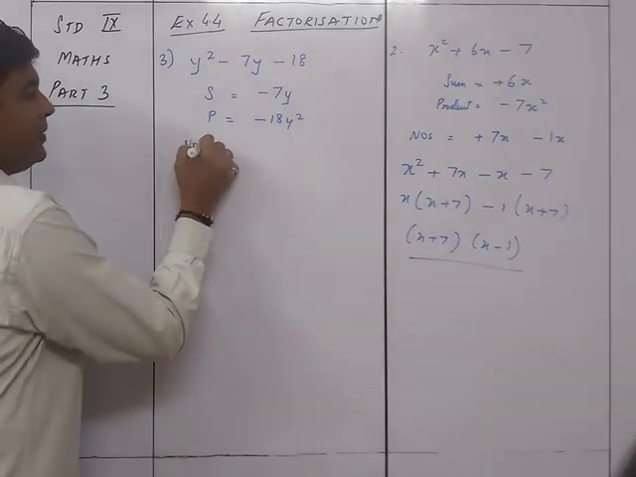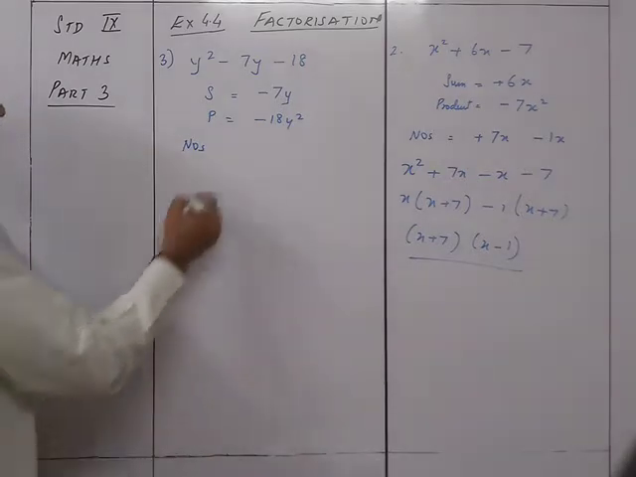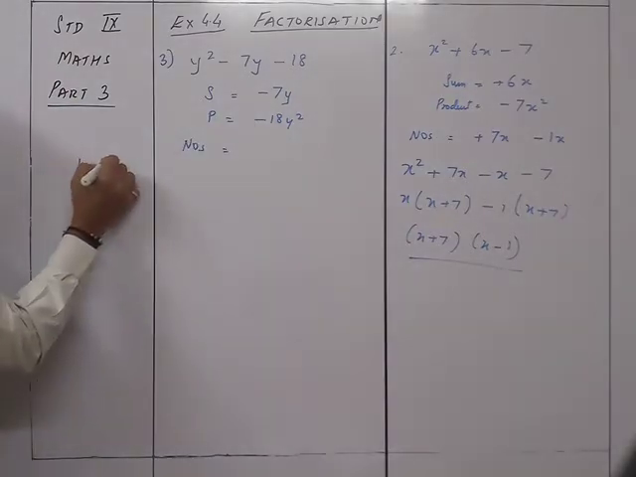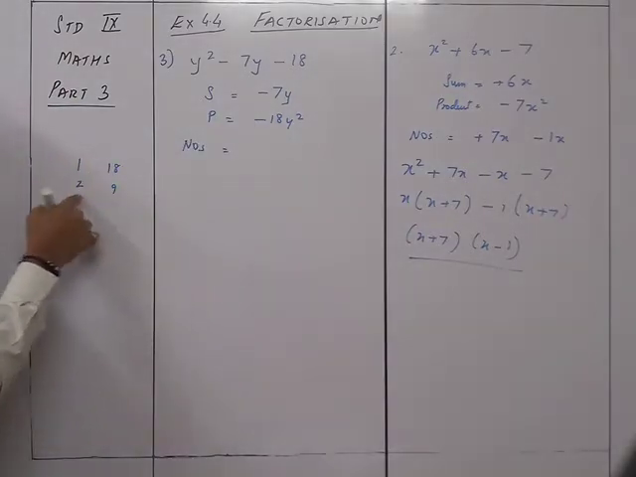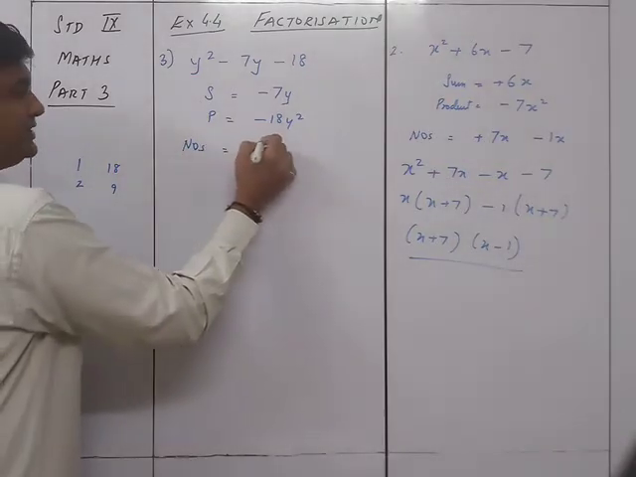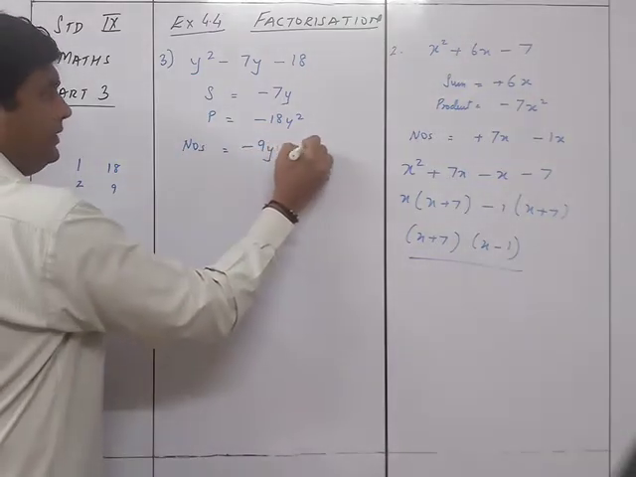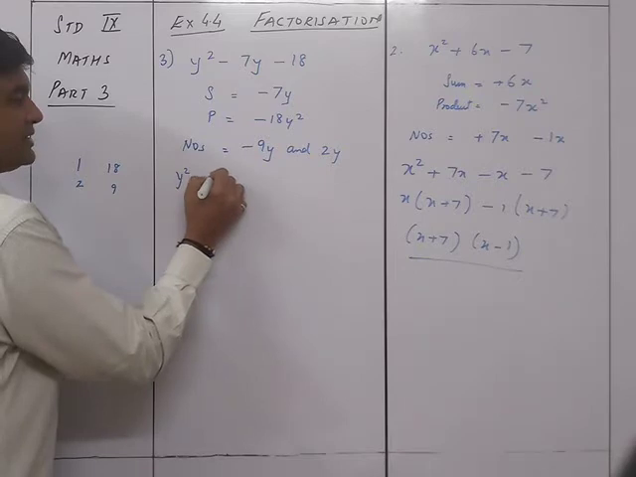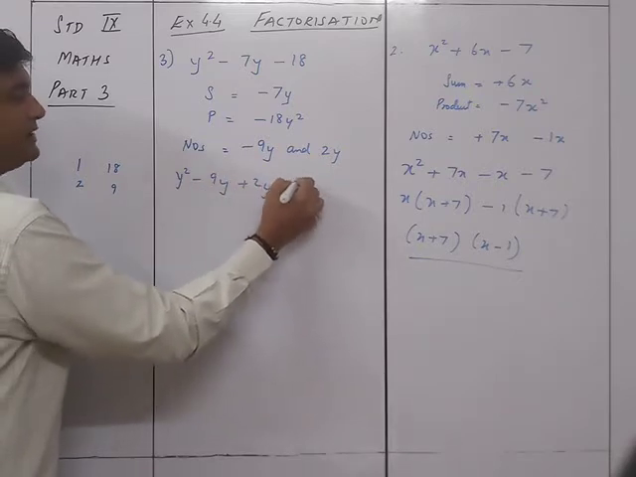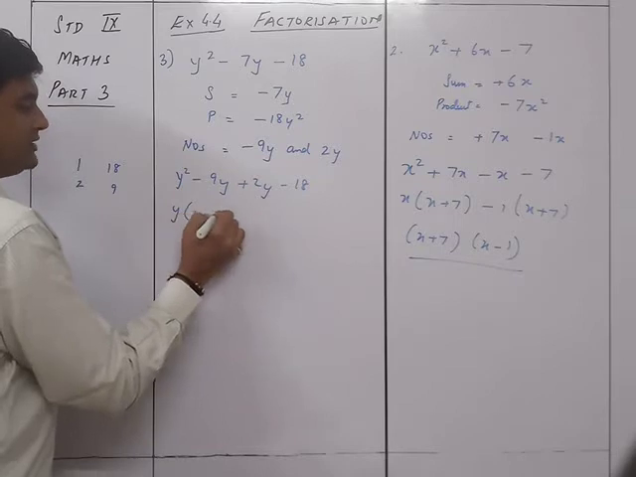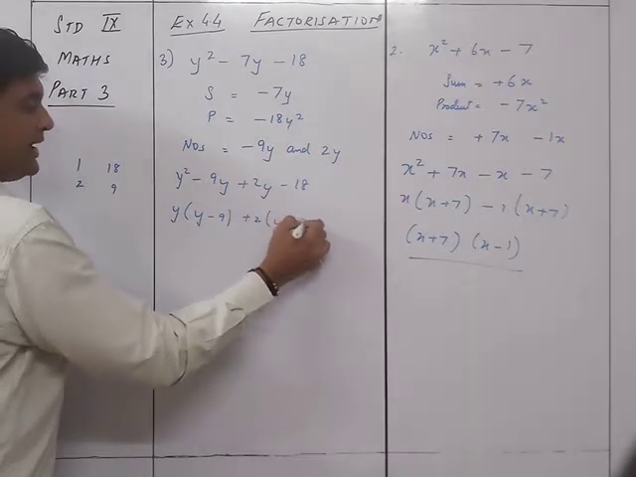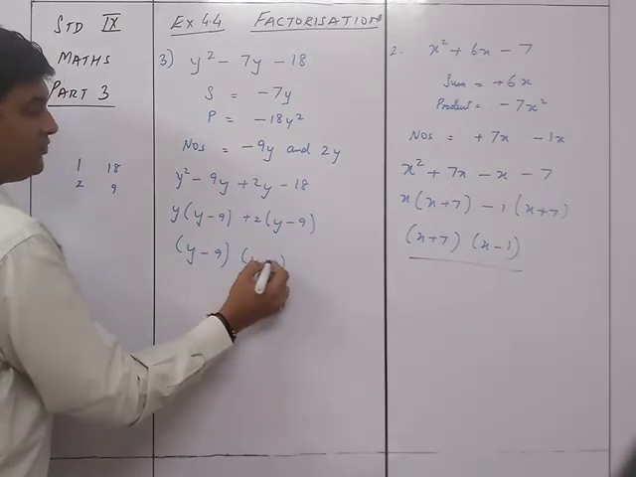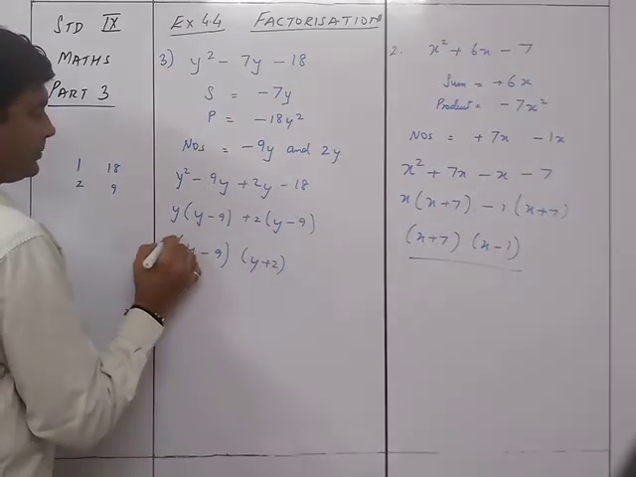Accordingly, the numbers. So how will we get the numbers? The 7y is going to be split into two parts. Or we can say that we have to find the factors of 18. What are the factors of 18? We know that it is 1 and 18. Then 2 and 9. So we get 2 and 9. Yes, we get this thing. So it is minus 9y and plus 2y. So you get over here y square minus 9y plus 2y minus 18. So y bracket y minus 9 plus 2 bracket y minus 9. Accordingly, the answer is y minus 9, y plus 2. So that's the answer for sum number 3.